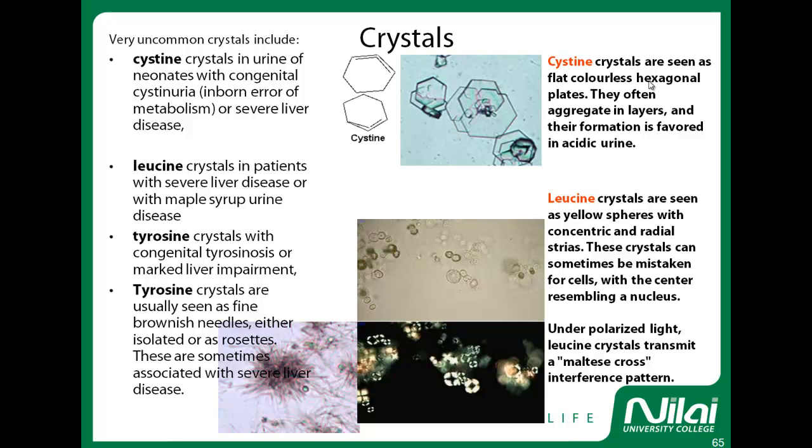Cystine crystals are found in urine of neonates with congenital cystinuria, an inborn error of metabolism, or severe liver disease. Leucine crystals are seen in patients with severe liver disease or maple syrup urine disease. Tyrosine crystals are seen with congenital tyrosinosis or marked liver impairment. They are usually seen as fine brownish needles, either isolated or as rosettes. They are sometimes associated with severe liver disease.